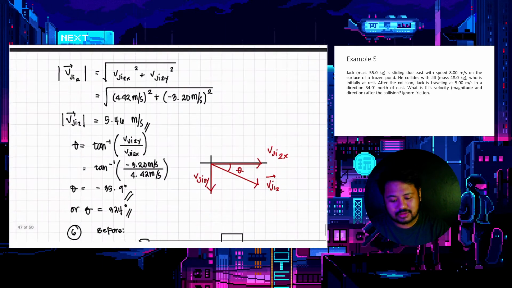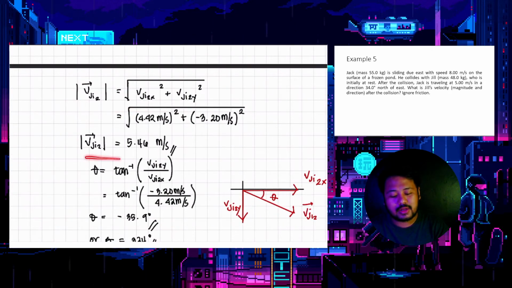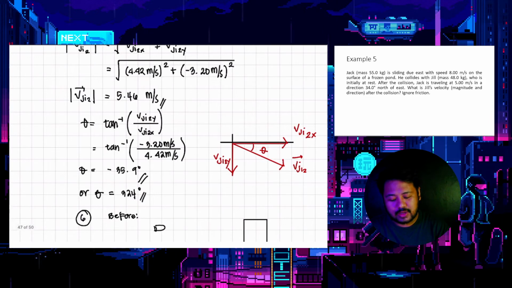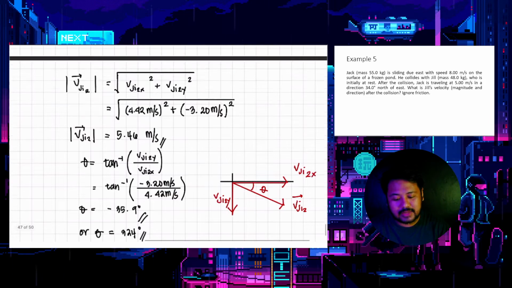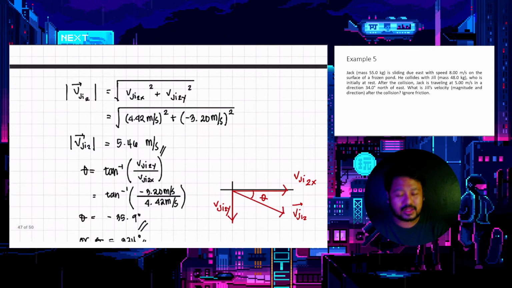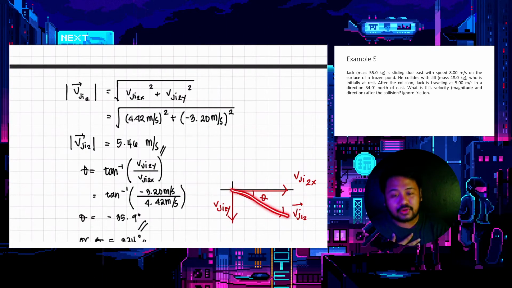So for the magnitude, we will be using the idea of vectors, the Pythagorean relationship. So we now have 5.46 meters per second. And for the direction, we have the arctan. So we now have negative 35.9 degrees. And we know that Jill's x and y components lie in the fourth quadrant.